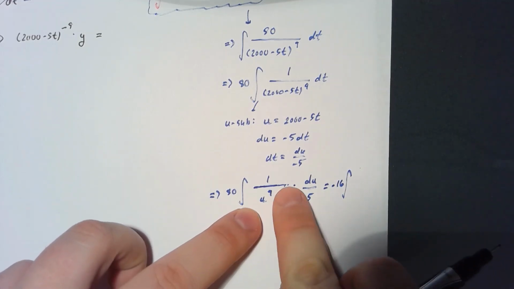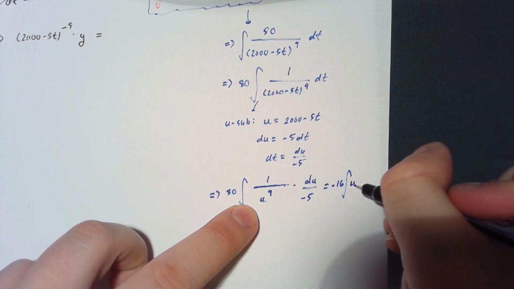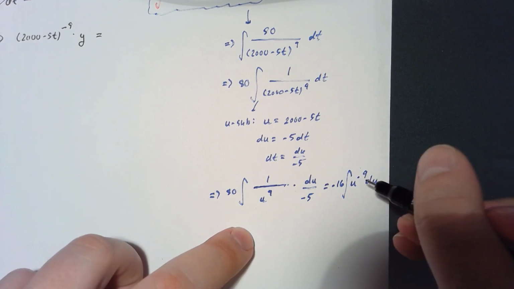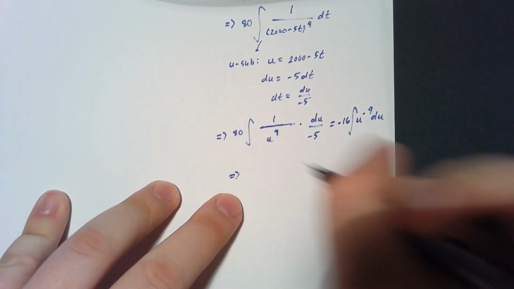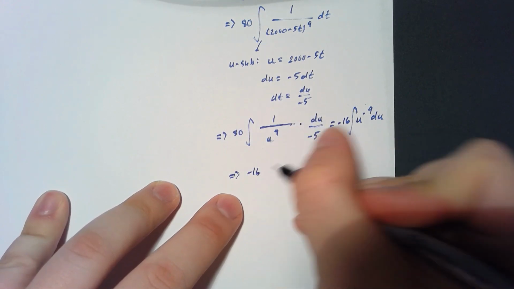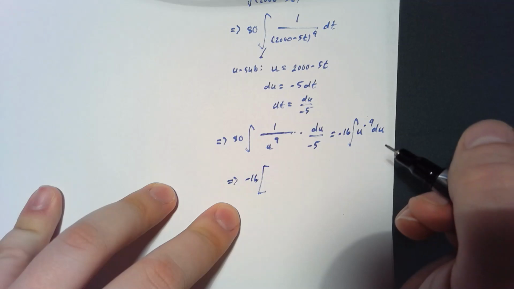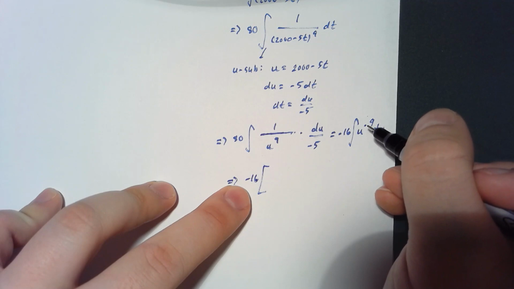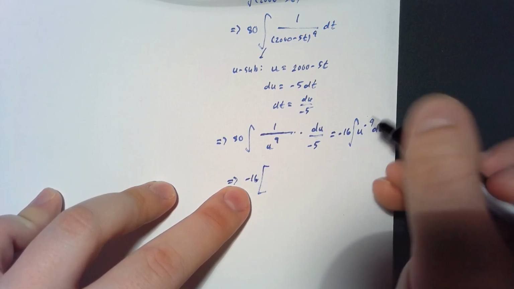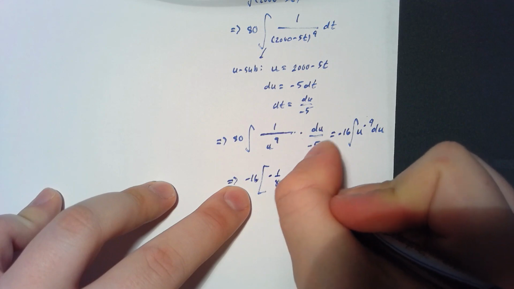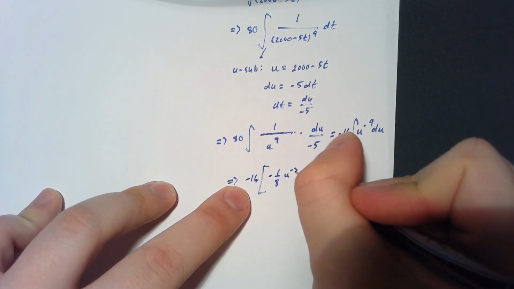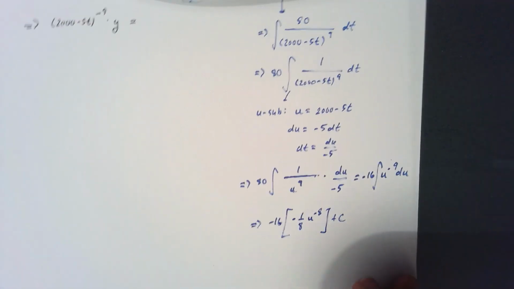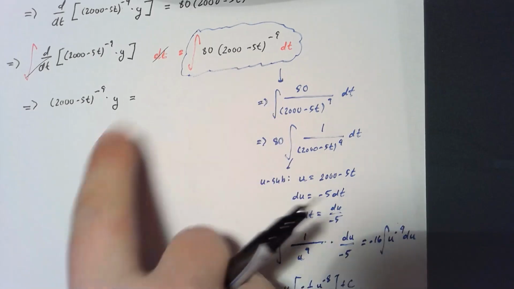Now if I brought this up, I can make this u to the negative 9th du. So now when you integrate this, you just use the power rule. So it's negative 16. When you integrate this, you're adding 1 divided by a new power. So if I add 1 to negative 9, I get negative 8 and divide it by negative 8. So that'll be negative 1/8 u to the negative 8 plus c. So this is just to integrate the right side, and then we got to solve for y.